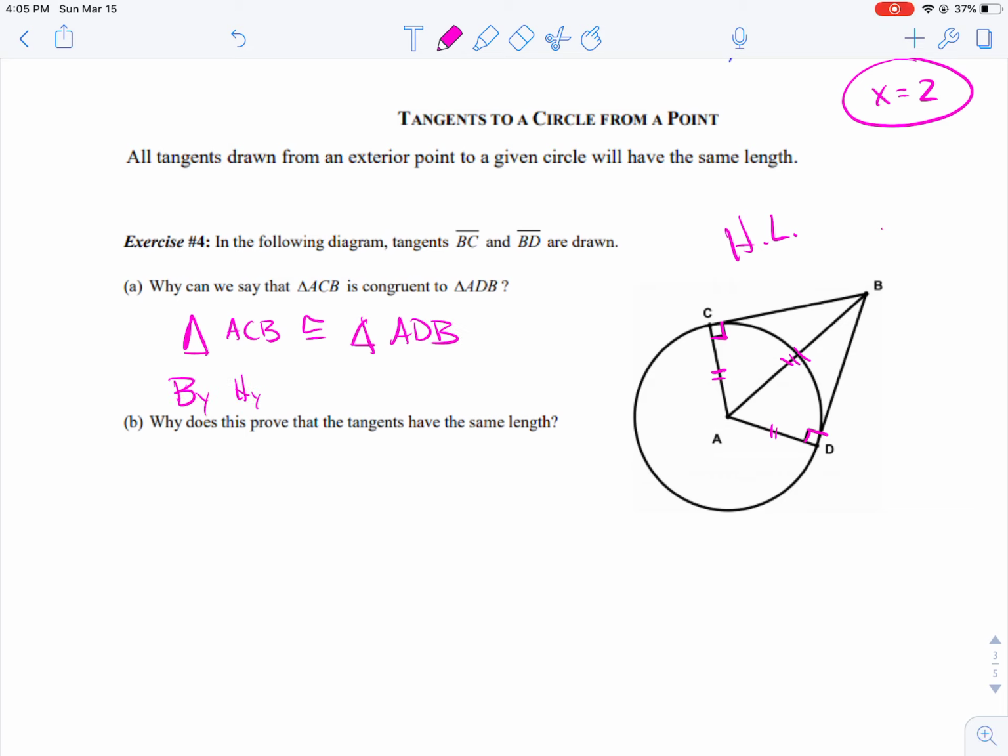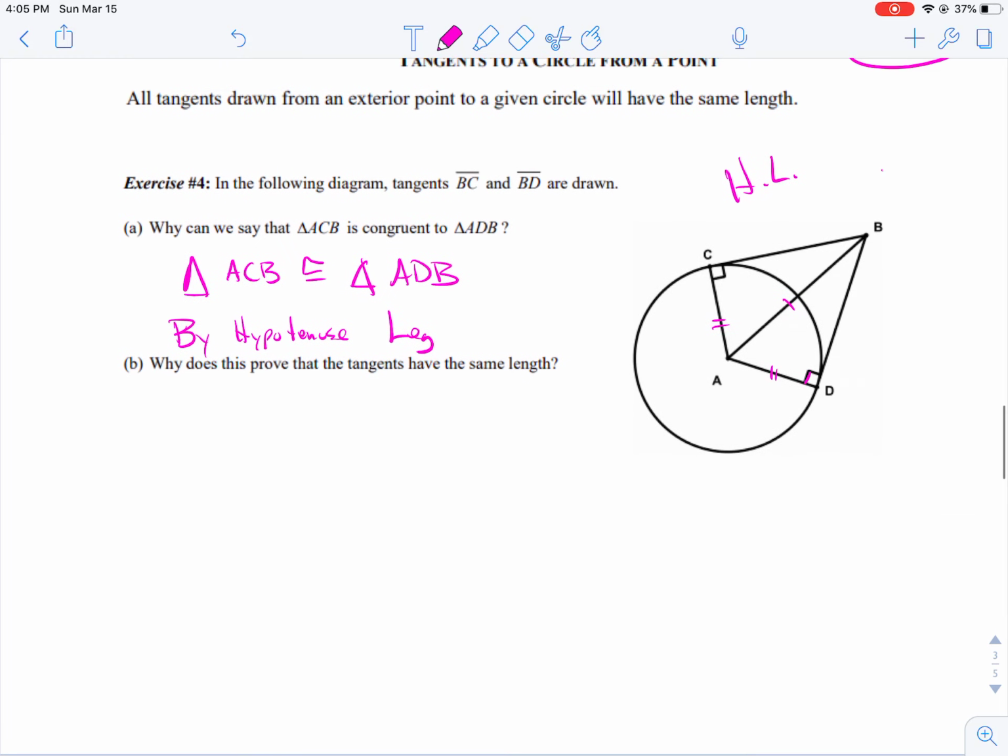By hypotenuse leg, okay? We got this side is the same, they got two right angles, and then we got this one in the middle here. That shared side, right? They both share side BA, so therefore by hypotenuse leg, I can say that these two triangles are congruent.